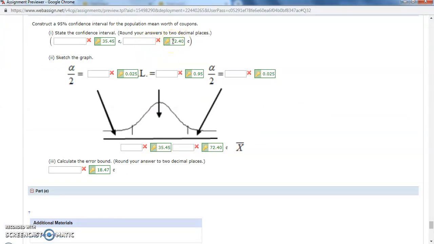Now 95% goes in the middle, 0.95, and then you have 5% left over. 5% divided by 2 gives you 0.025 on either side. And then the 35.45 goes here and here, and the 72.40 goes here and here.